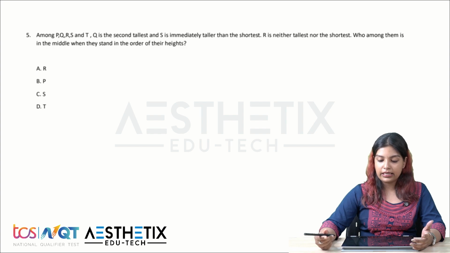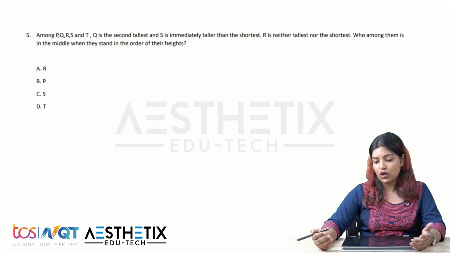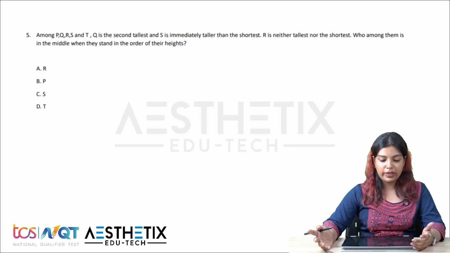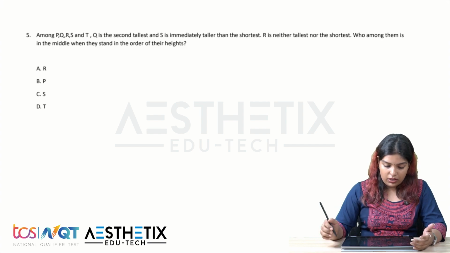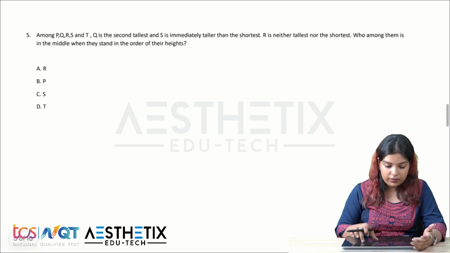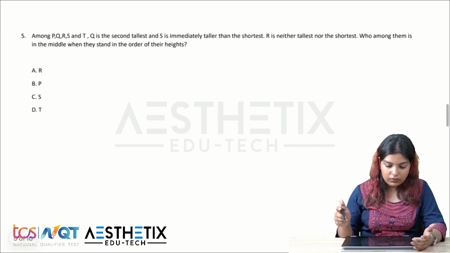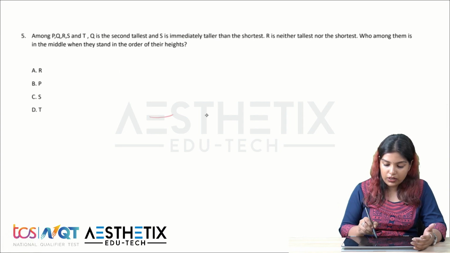So moving towards the fifth question, among P, Q, R, S and T, Q is the tallest and S is immediately taller than the shortest. R is neither taller nor shortest. Who among them is the middle when they stand in the order of their heights is the question. Okay, so we are having 5 people. 1, 2, 3, 4, 5.